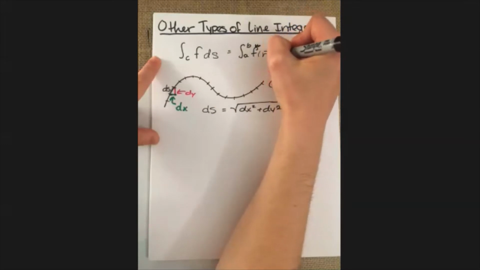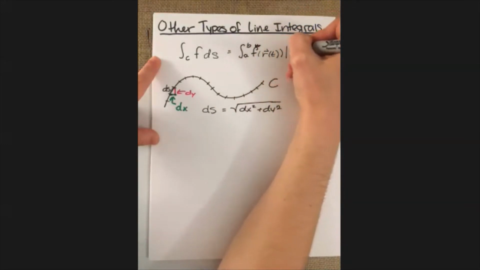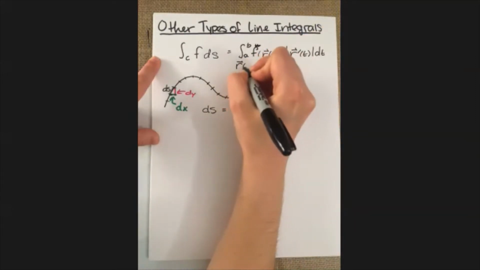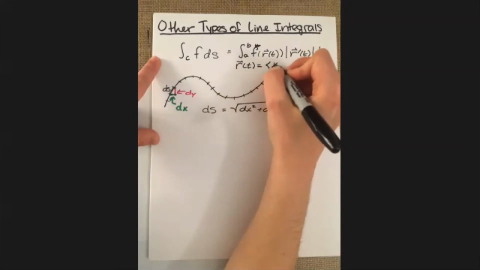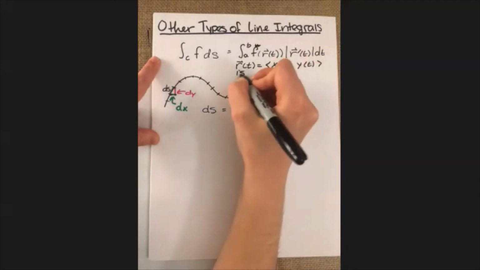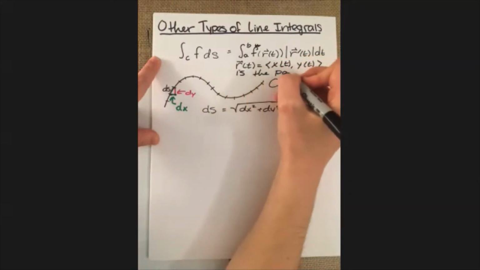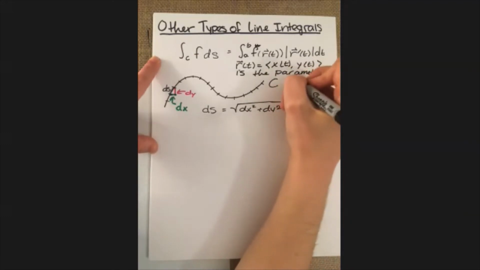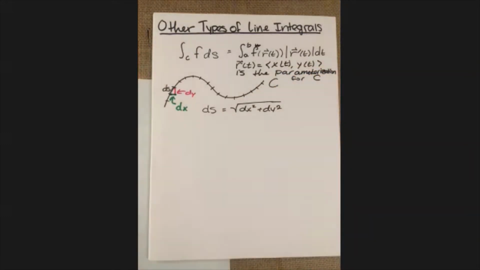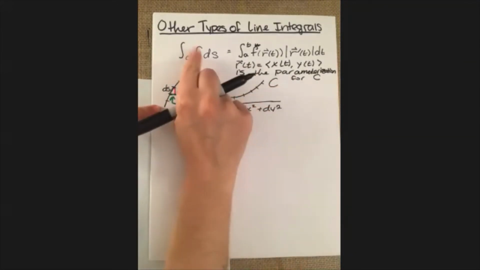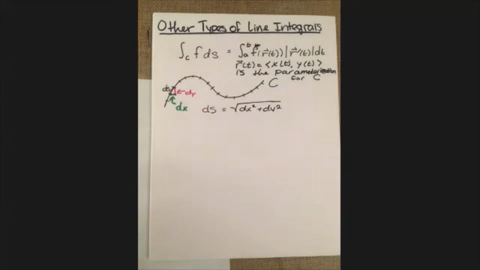evaluated at r of t times the length of r prime of t dt, where r of t, which I'm going to write as equal to an x component in terms of t and a y component in terms of t, is the parameterization for C. I don't think I will ever not run out of room writing that word down. Okay. So again, intuitively, what happens here is we're adding up the length of the entire curve and taking into account some sort of density of our curve.